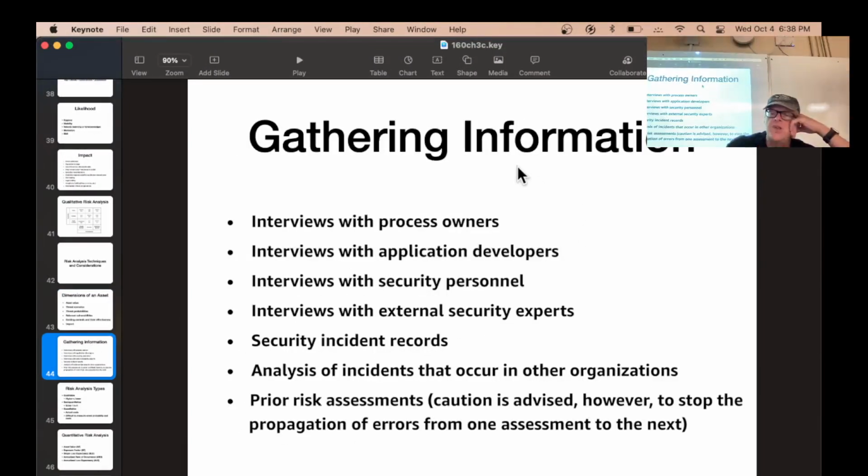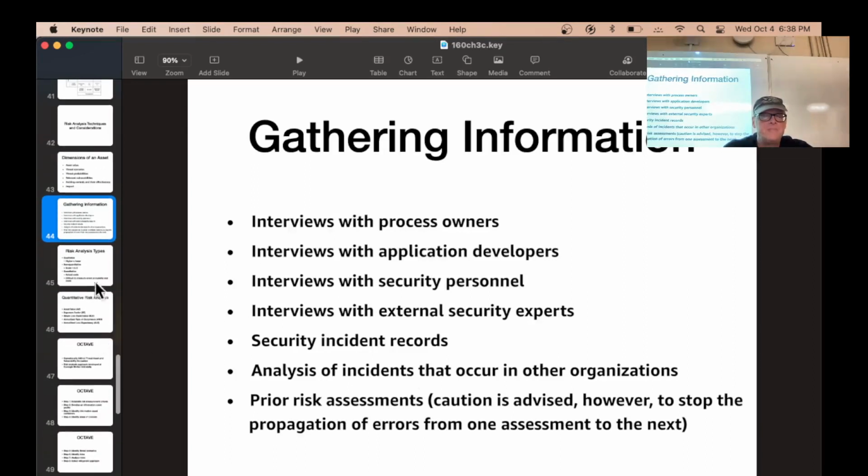To get information about this, you can interview people at the company, the owners of processes, the application developers, the security personnel, external experts. You can look at your records of previous security incidents to give you information about these attacks and how likely they are, analysis of comparable incidents that occur in other organizations, and prior risk assessments, although if the previous risk assessment was wrong, you might propagate the error into the new one, so that's a thing to be aware of.